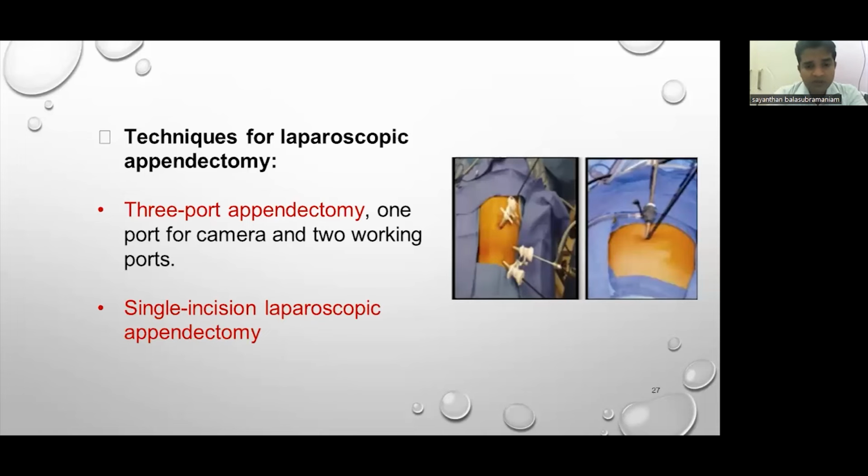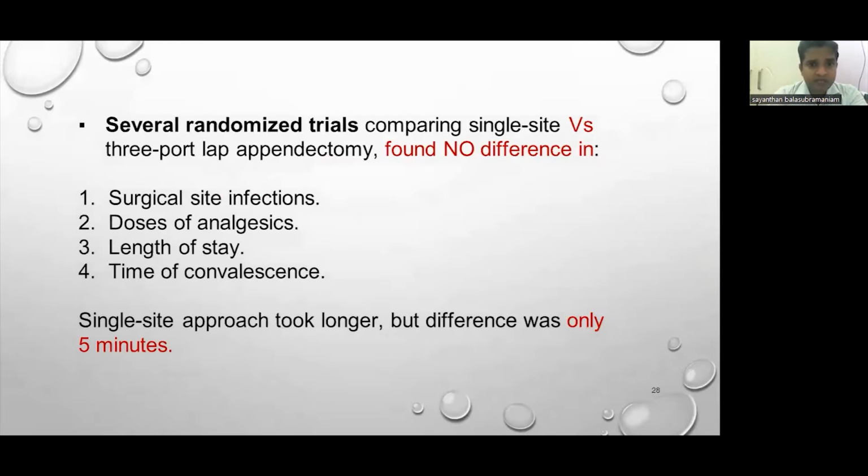So according to statistics, I will show you. Any benefit between both techniques? Nothing much difference, but the single port takes 5 minutes longer than multi-ports. Surgical site infection, analgesia dose, length of stay, time, everything is almost similar. So there is no advantage of one technique over the other. You can practice whatever you want.